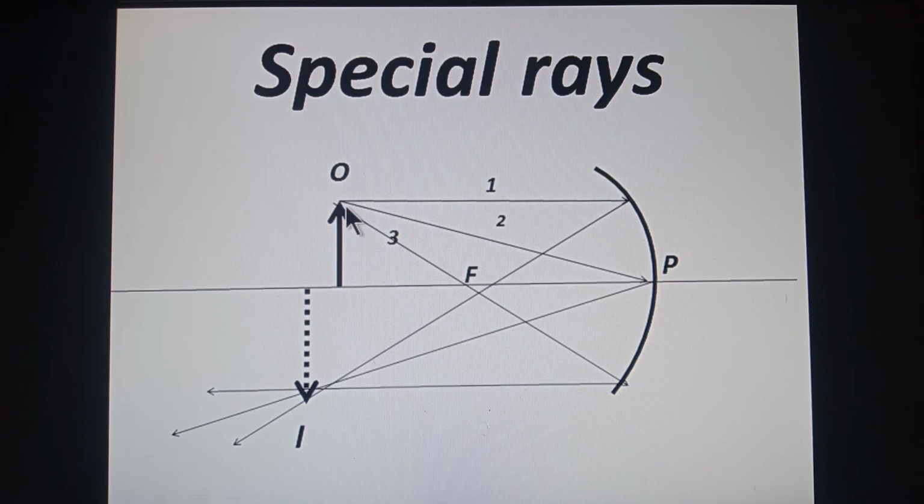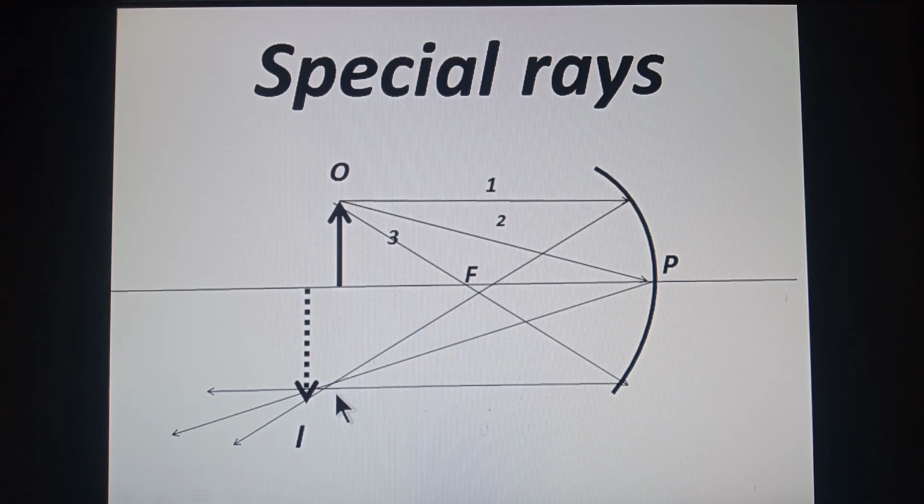And the second ray is coming from the object and falling on the pole, making a certain angle with the principal axis. According to the law of reflection, after reflection, it will make the same angle with the principal axis. So it is ray number 2. And ray number 3 is the one that is coming from the focus and falling on the mirror. After reflection, this ray becomes parallel to the principal axis. And where these three rays meet after reflection, there the image is formed. So any two or all three of these rays are used for geometrical construction of the image.